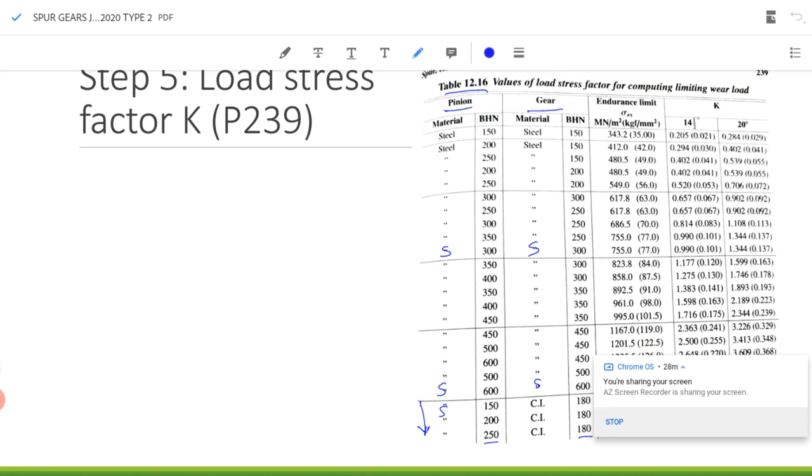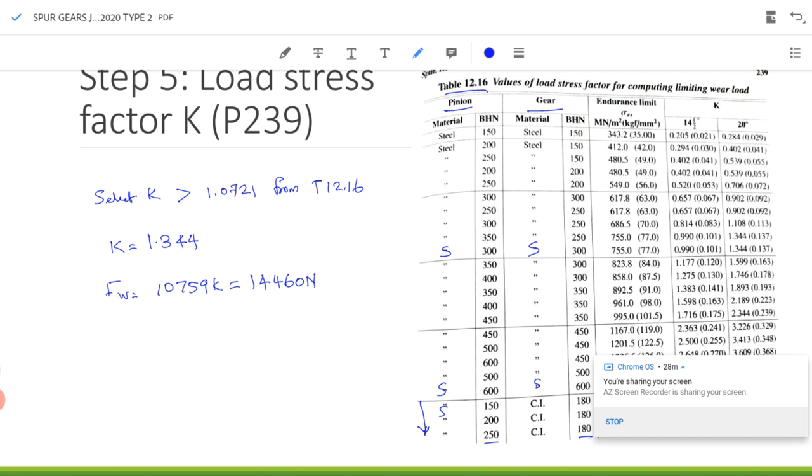So we'll write, select K greater than 1.0721 from table 12.16. I'll select K equal to 1.344. So substituting this value in Fw, Fw will be equal to 10759K equal to 14460 newton, which is the required value to initiate wear.